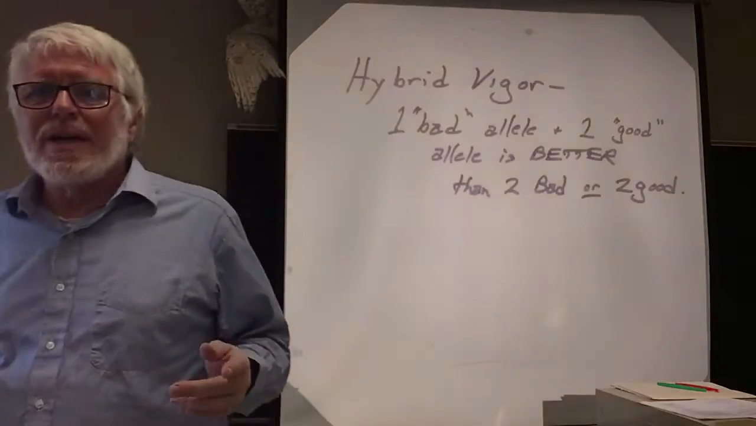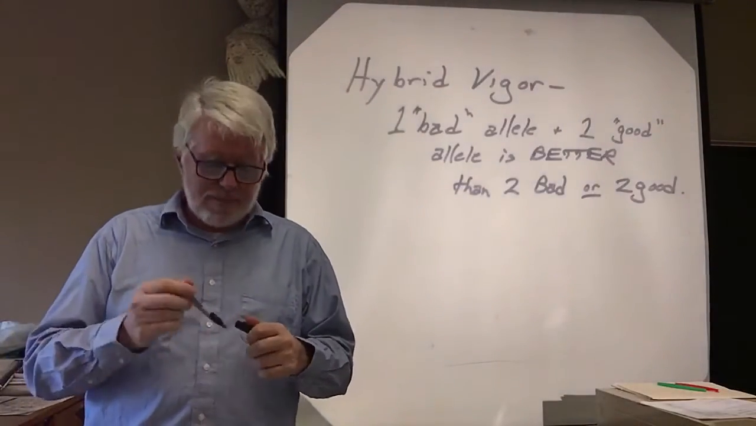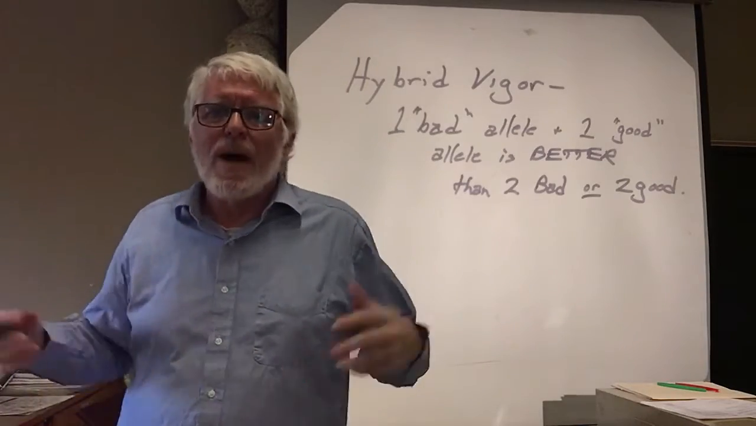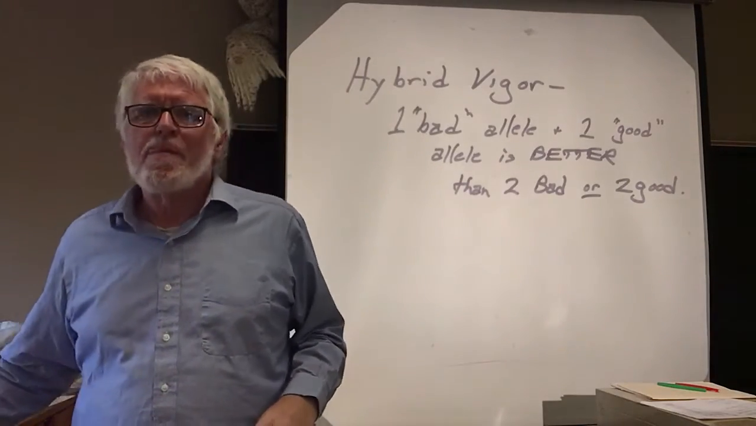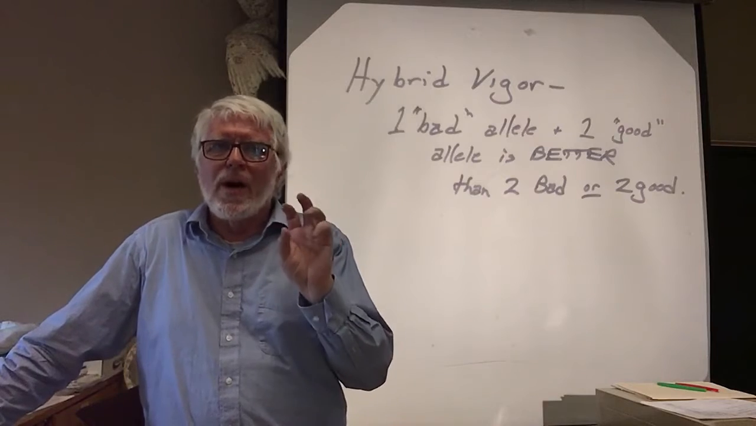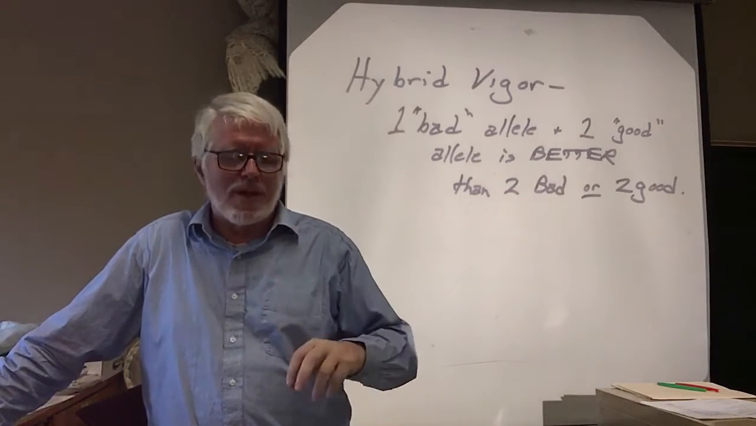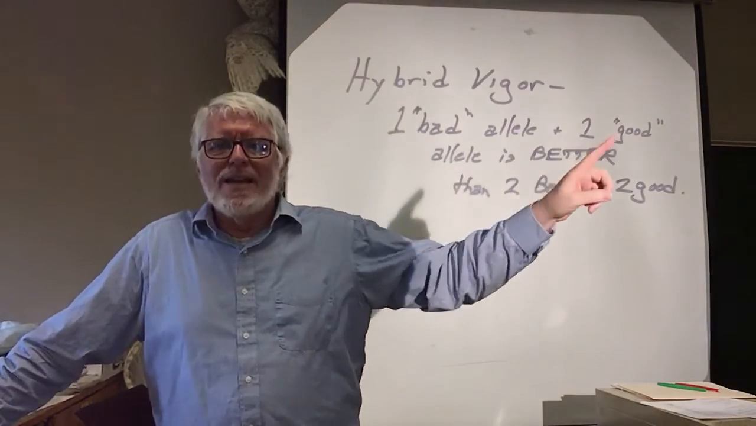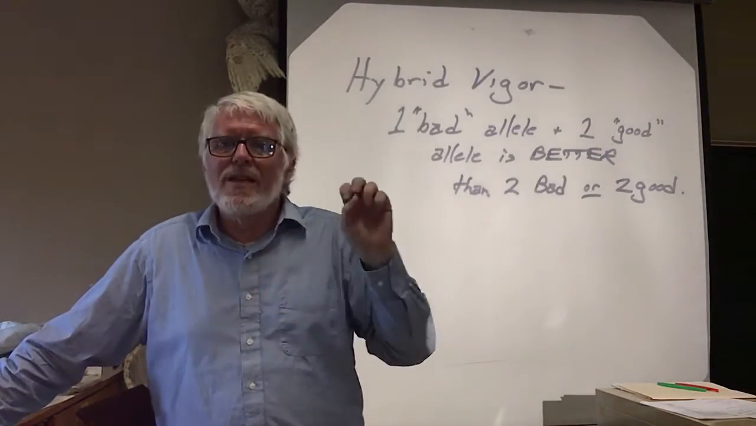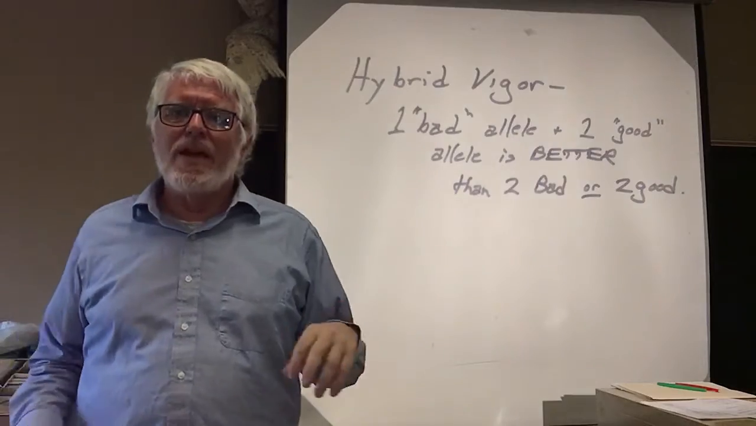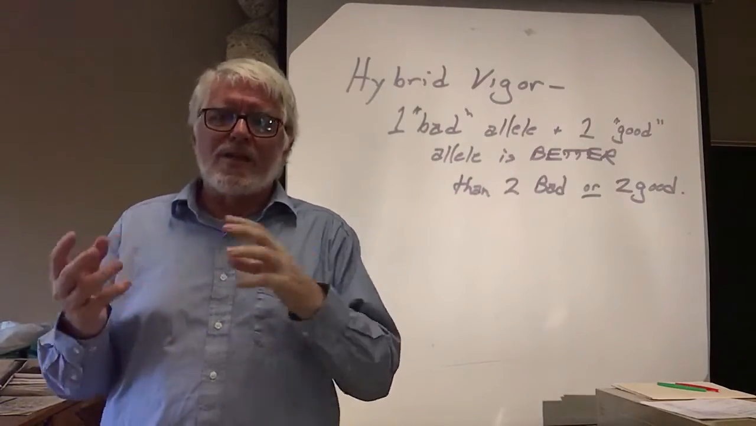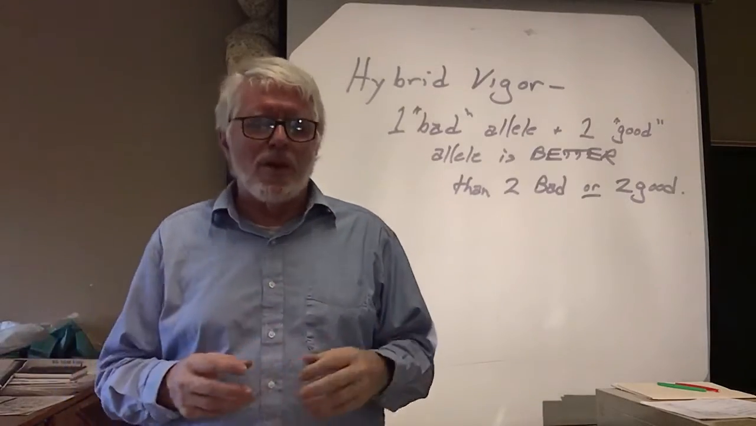So sickle cell anemia is a recessive allele that exists in African populations, African American populations. It codes for a not quite working version of hemoglobin. Now, if you carry one bad and one good, you have a sickle cell allele and a regular hemoglobin allele, you use both of them. Your red blood cells have a mixture of sickle cell hemoglobin and regular hemoglobin.